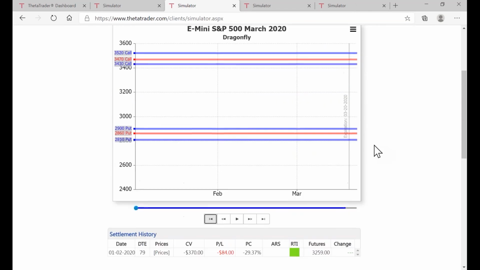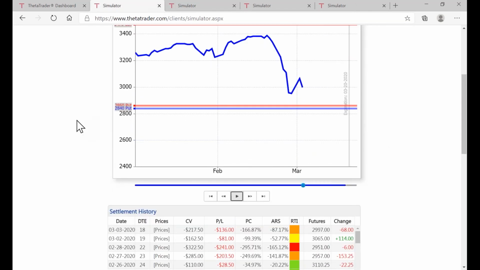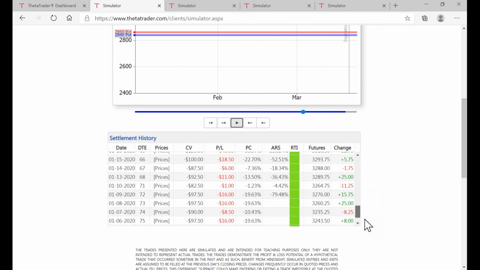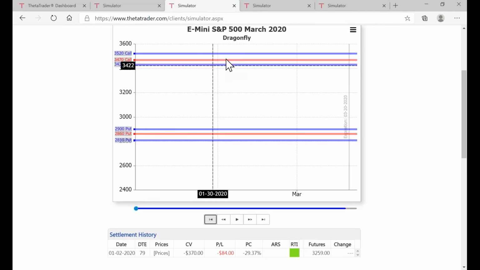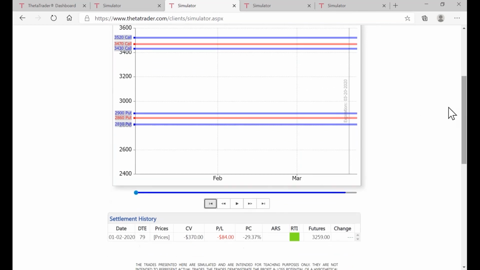Now let's look here. Remember, this was on January 2 of this year. What if on January 2 you did a dragonfly instead of a condor? Let's take a look.